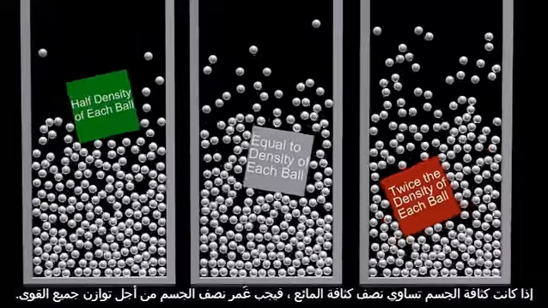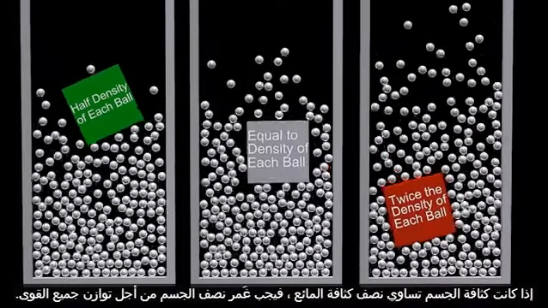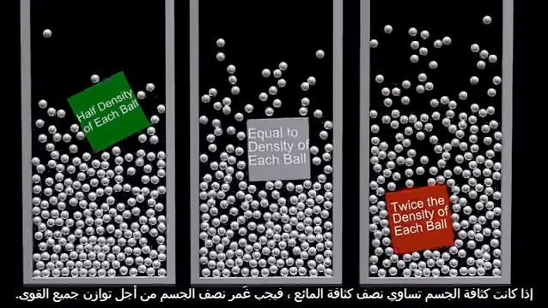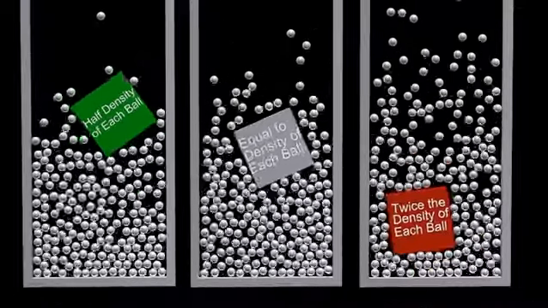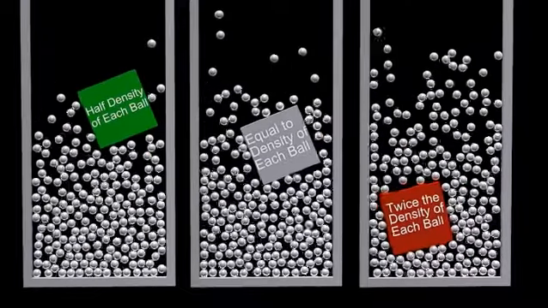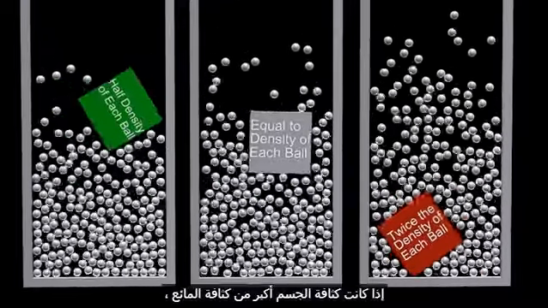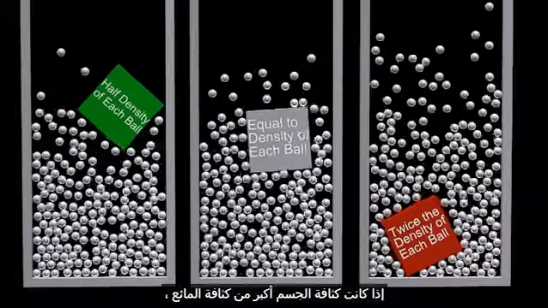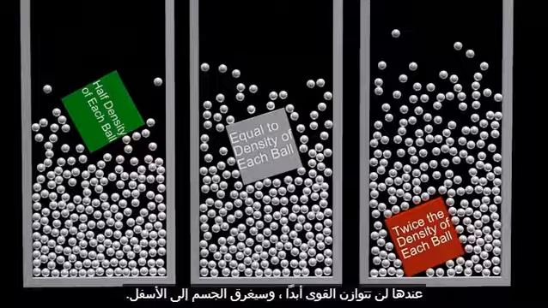If the density of the object is half of the density of the fluid, half the object needs to be submerged in order for all the forces to balance. If the density of the object is greater than the density of the fluid, then the forces will never balance, and the object sinks to the bottom.